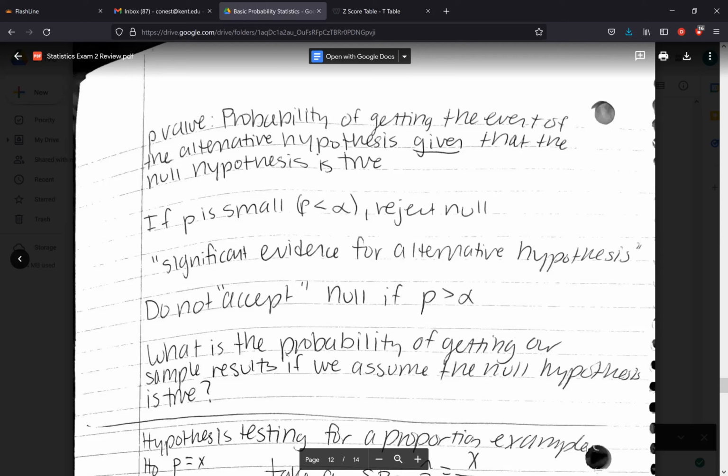So if p is small, less than alpha, at a default of where alpha is 0.05, then we reject the null. And we can say that we have significant evidence for whatever the alternative hypothesis is. So we either reject the null or we say we do not reject the null. We don't say that we accept it.